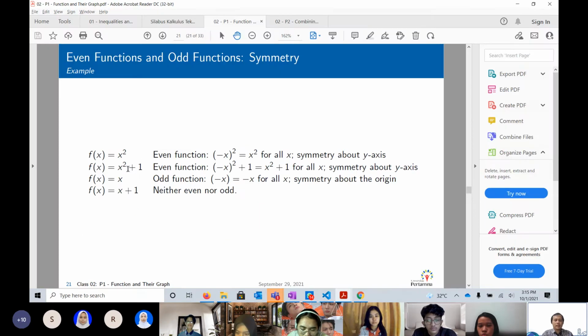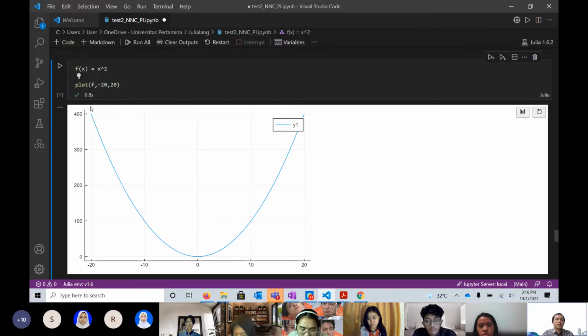For the next example, f of x equals x squared plus 1. This one is also an even function because of this, so we can simply check it like this. And it is also symmetric about the y-axis. Let's say we change it to x squared plus 1. We plot it again. We have this. It remains symmetric.